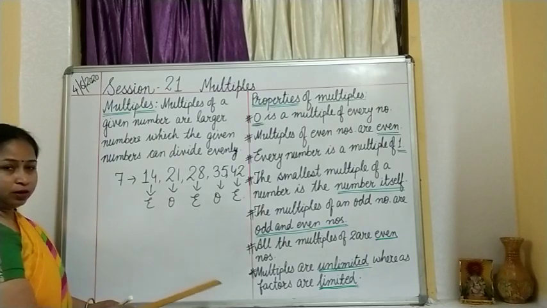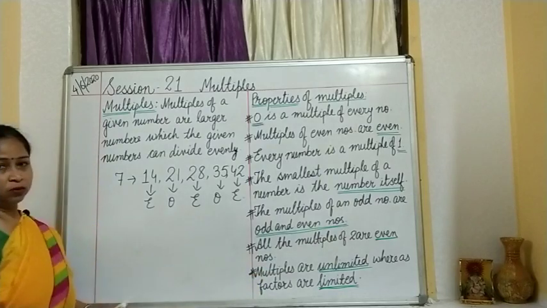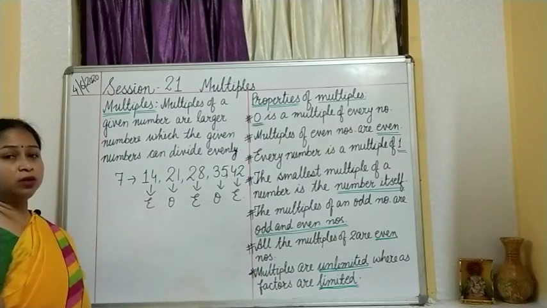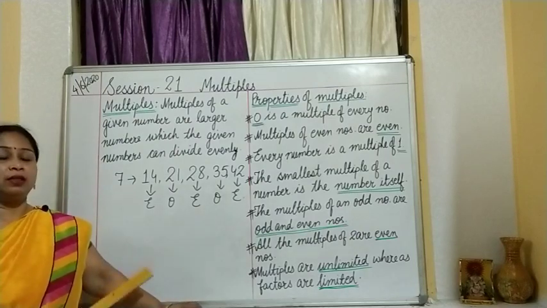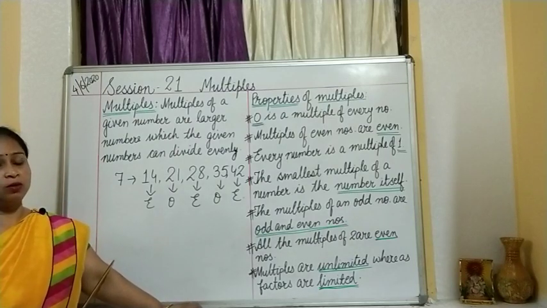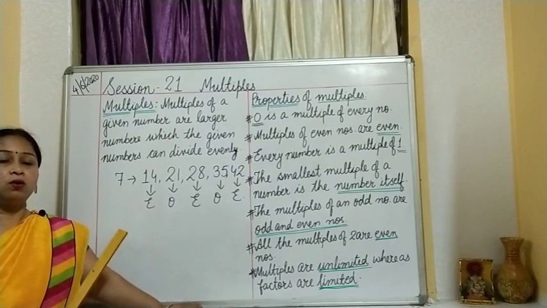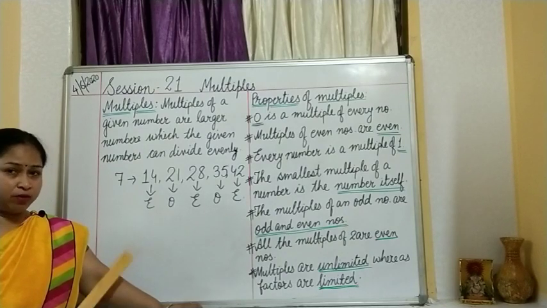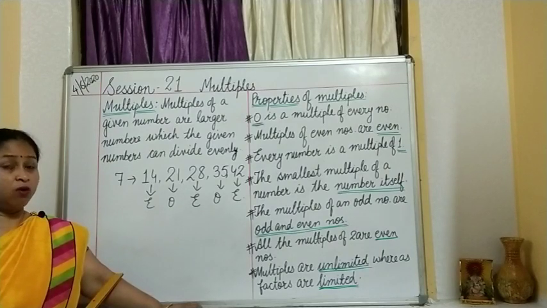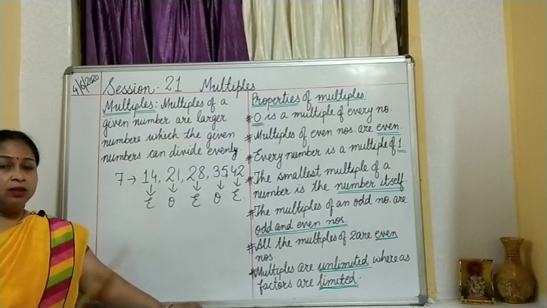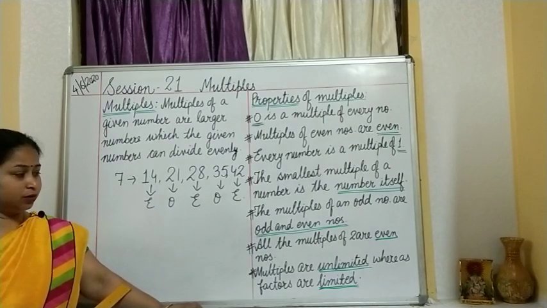Move on to the next property. All the multiples of 2 are even numbers. Of course, we have been studying about the even numbers, multiples of 2, and I have discussed also that all the numbers which are divisible by 2, or in other words we can say all the multiples of 2, are even numbers, because the definition itself speaks about that: the numbers which are divisible by 2 are the even numbers.